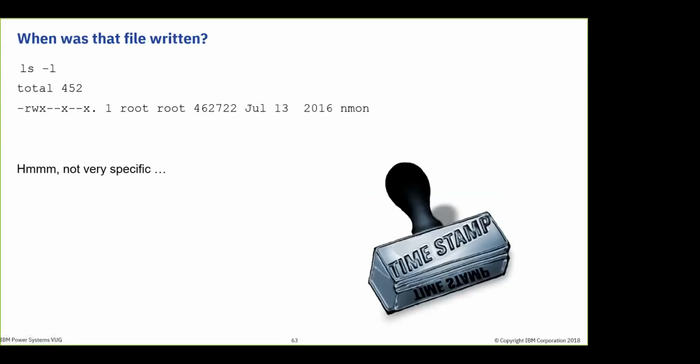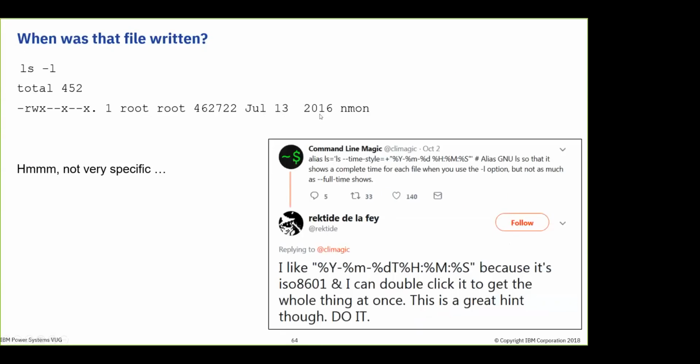Now, we all know the ls command, and ls -l gives you a long listing, including a timestamp. So here we've got the size, we've got the time that this particular file was written. Not terribly specific. It was written on July the 13th, 2016. But Command Line Magic came up with a couple of nice things here. So you can change the time style. Now this is GNU ls. It's not available in AIX ls. You can of course install that version of ls onto AIX if you want to.